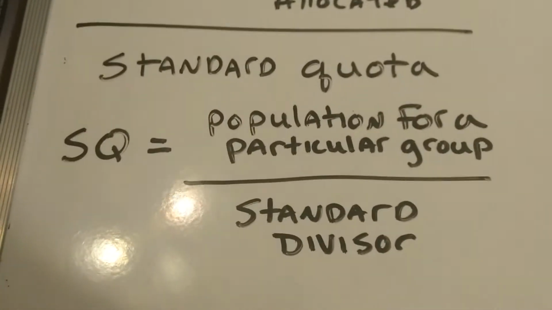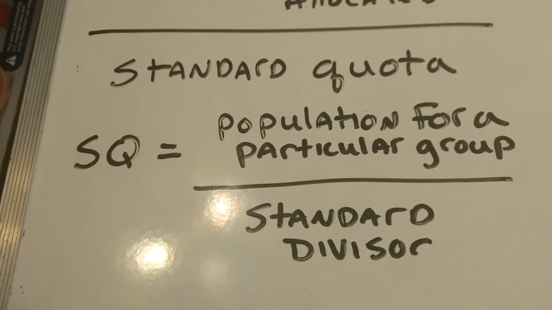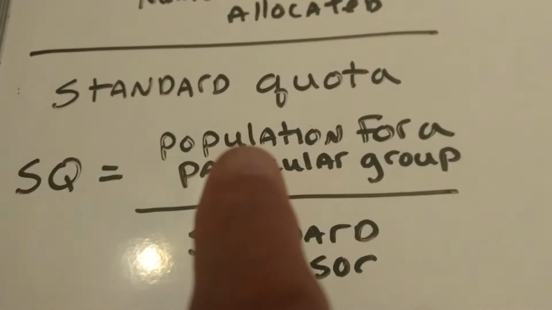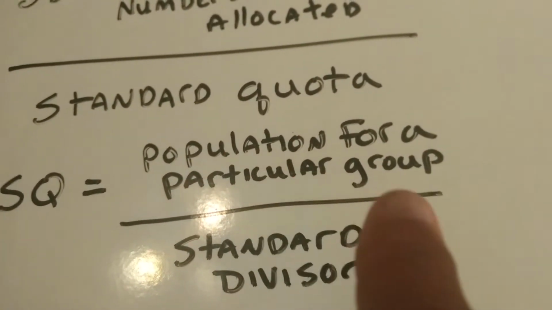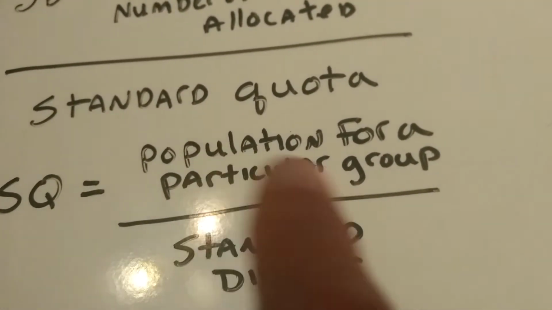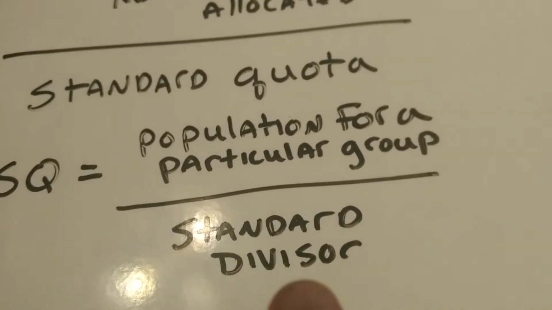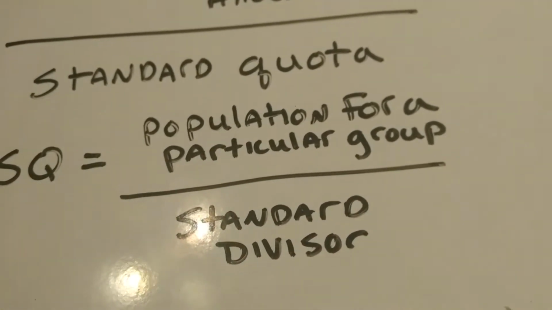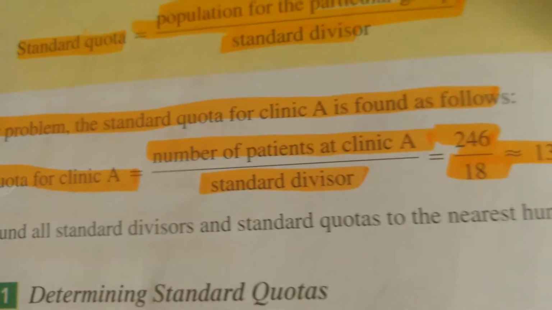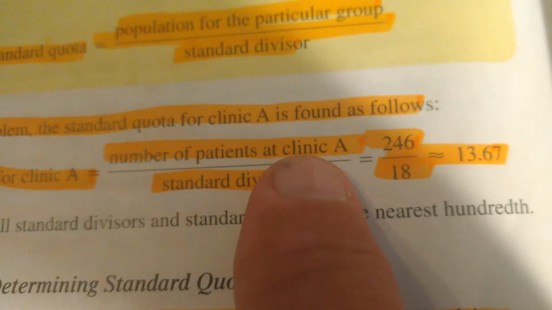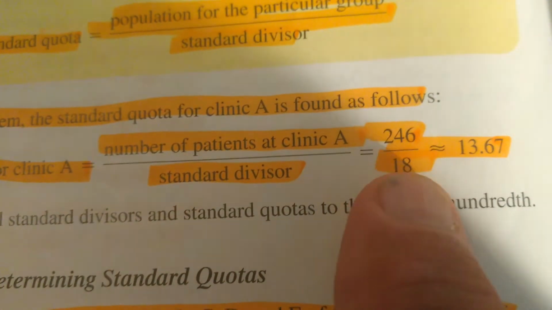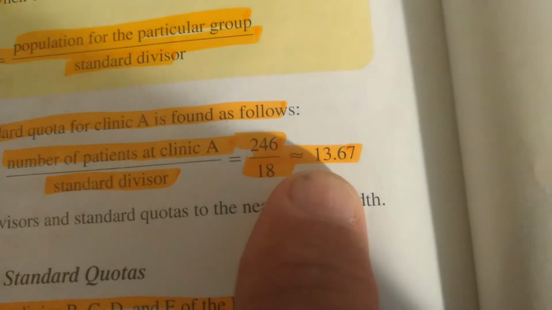The second one is called a standard quota. Standard quota is taking the population for a particular group, in other words, each clinic, and dividing by the standard divisor. So what would happen here, as an example, if we take the number of patients in Clinic A, which is 246, divide by 18, we get 13.67.